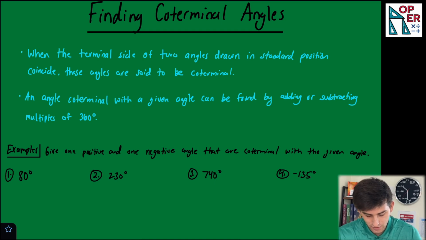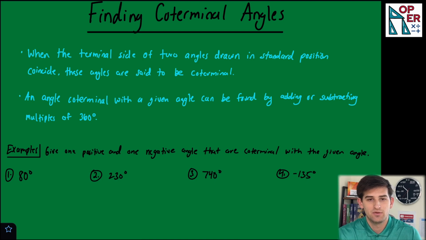Well, an angle is coterminal with a given angle if we can add or subtract a multiple of 360 to it. Okay, so let's read that second bullet point again. An angle coterminal with a given angle can be found by adding or subtracting multiples of 360.